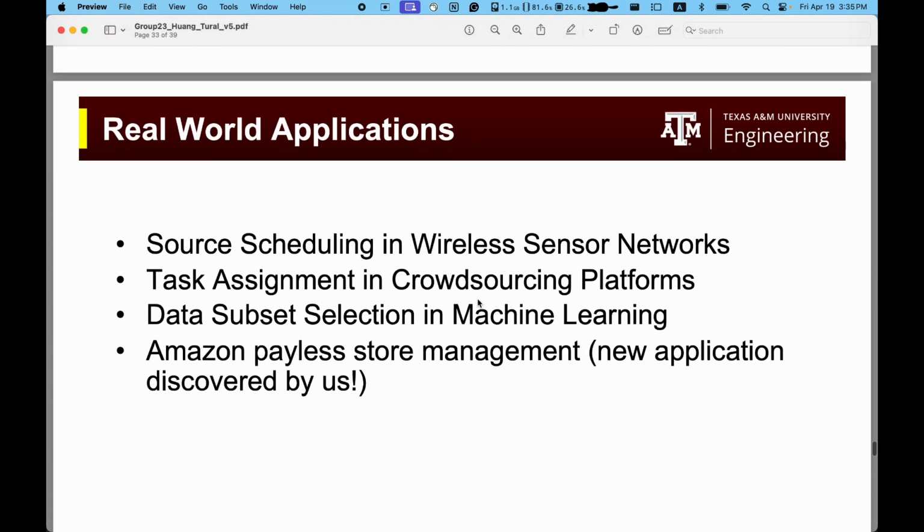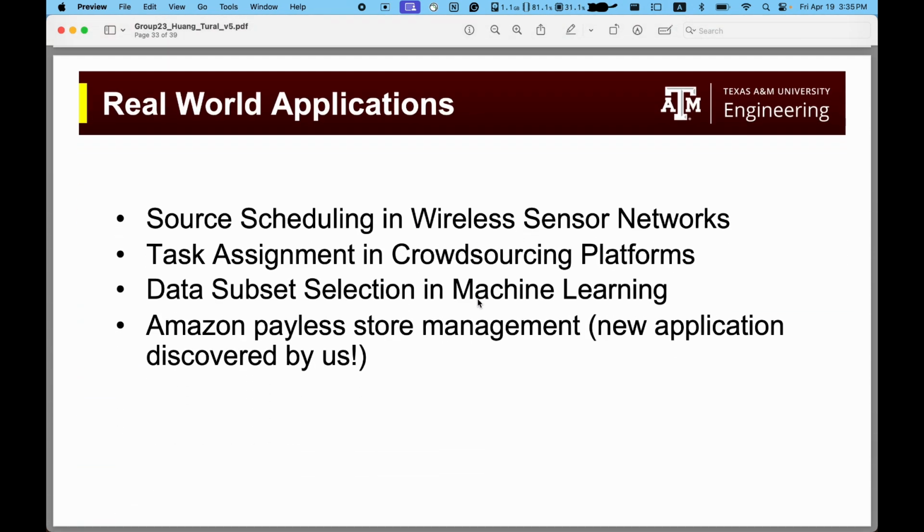So what are the real-world applications? What are the real-world examples that we can show where federated learning with fairness could be used to optimize things and take them to the next step in the industry? So we have some examples. For example, resource scheduling in wireless sensor networks, task assignment in crowdsourcing platforms, data subset selection in machine learning, and lastly, Amazon Just Walk Out store management, which we came up with as a group, and we will be showing you how this could be used.